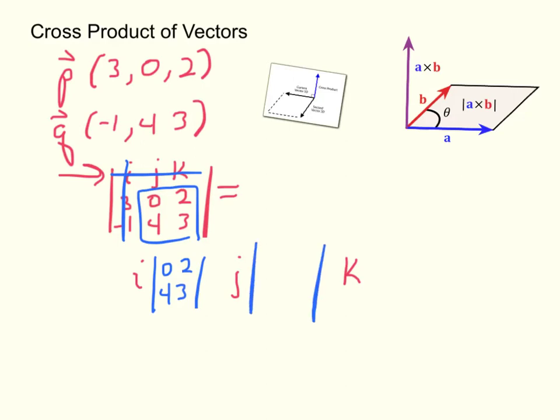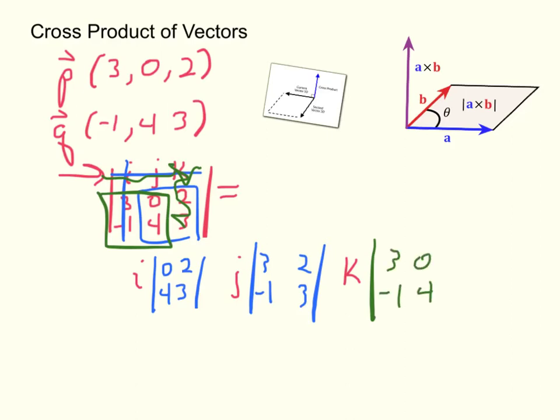You repeat the process with the j's. If you cross out the row and the column with the j, you're going to be left with a 3 and a -1, and then a 2 and a 3. And with the k's, if you scribble out the row with the k and the column with the k, you're left with these four, which would be 3, -1, 0, 4. Don't forget to switch the signs here. Whatever this is, it's positive; whatever that is, negative; and positive whatever that is.